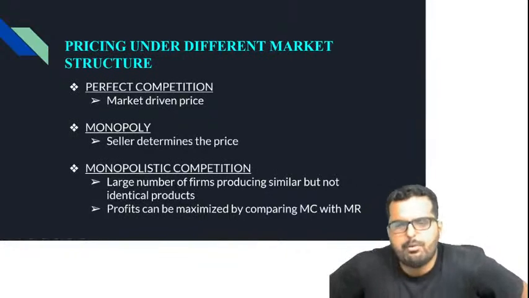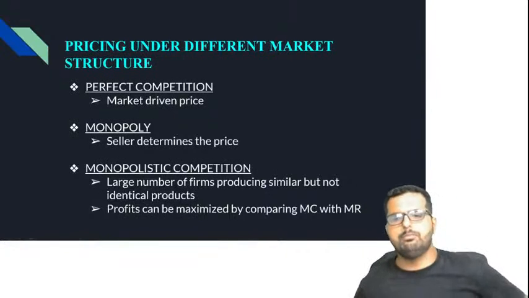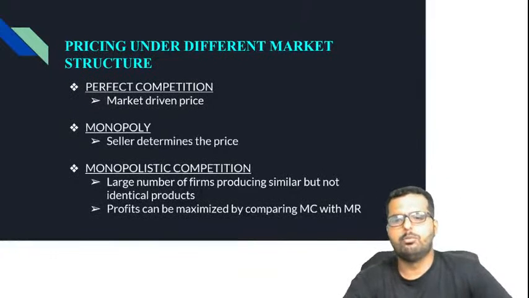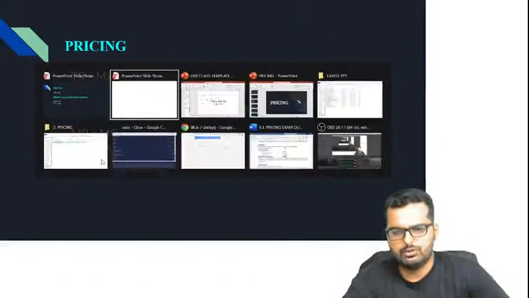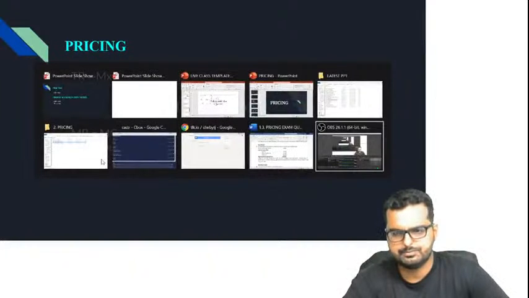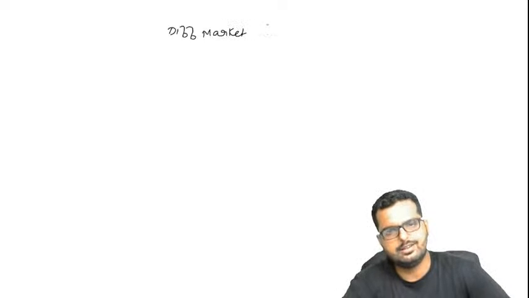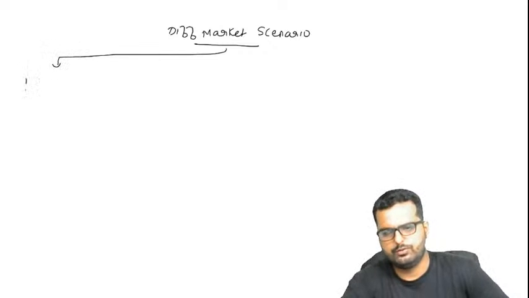Pricing under different market structures. Friends, what are the different market structures told over here? First one is perfect competition. Second one is monopoly. Third one is monopolistic competition. And the last one is oligopoly. So let's write down or draw a chart here. Different market scenarios. What is the first one they have told over there? Perfect competition.